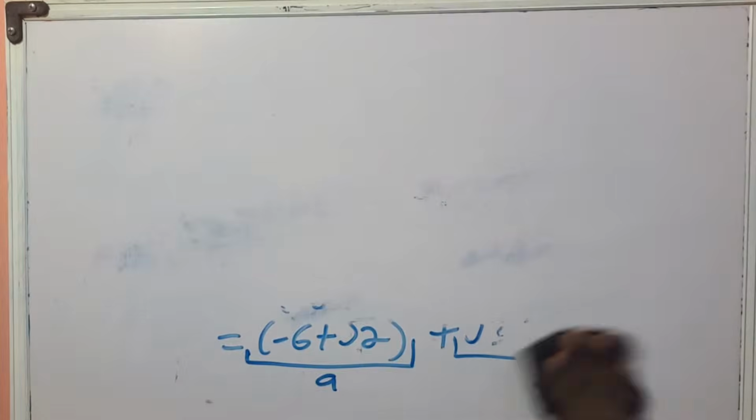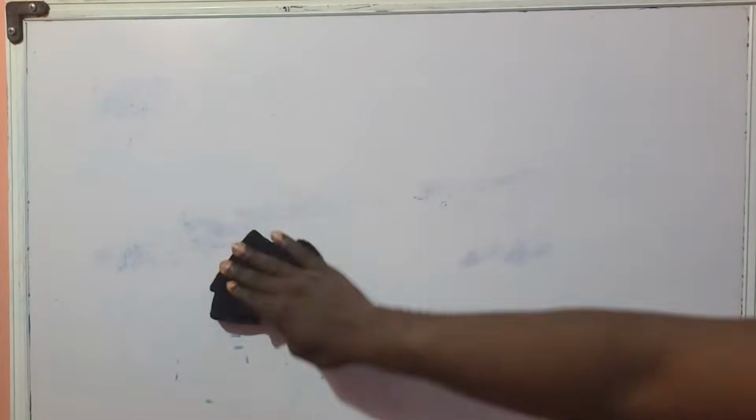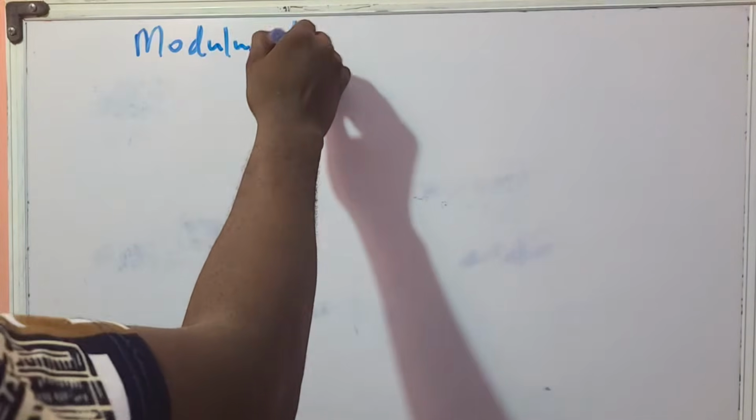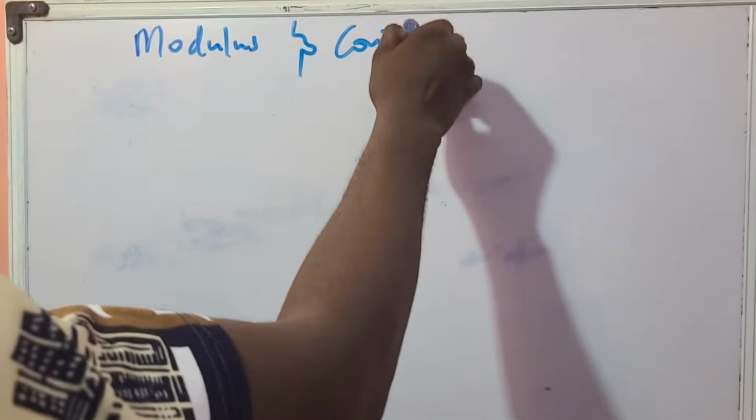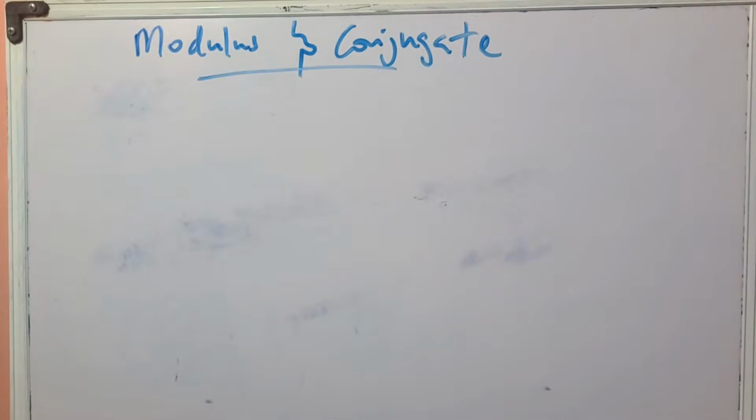You would see something we did in our first class, and you would see how we're going to be able to bring out the modulus. All right. So we are on modulus and conjugate of complex number. So let's talk about the modulus and the conjugate. Very simple and straightforward. We're not going to waste much time here.